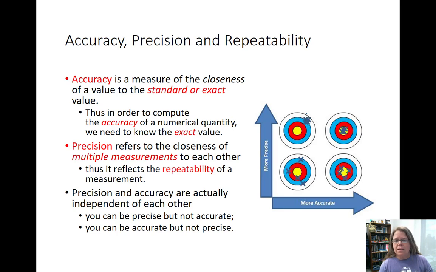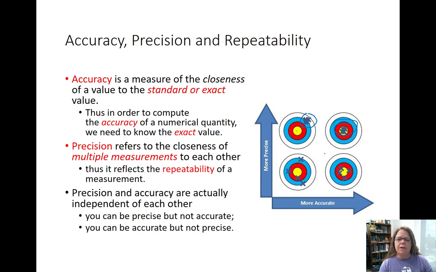In this case, you can see I've got a high level of precision because every time I do it, I'm hitting the same spot. Every time I take a measurement, I'm getting the same value. However, it's not necessarily accurate because it's not right there in the middle of the target. This one is both precise and accurate.